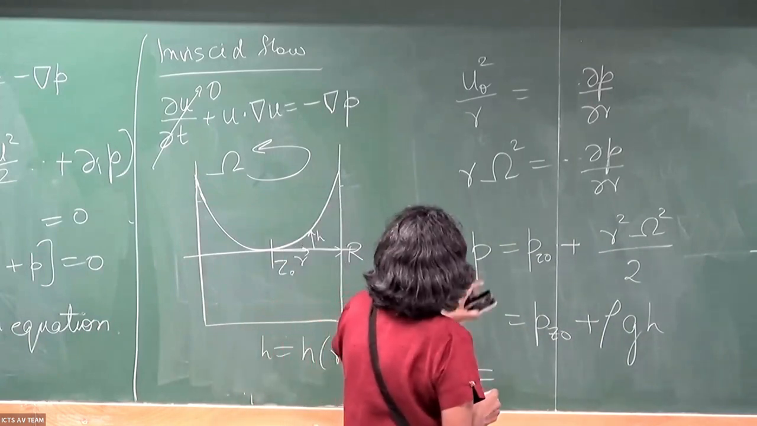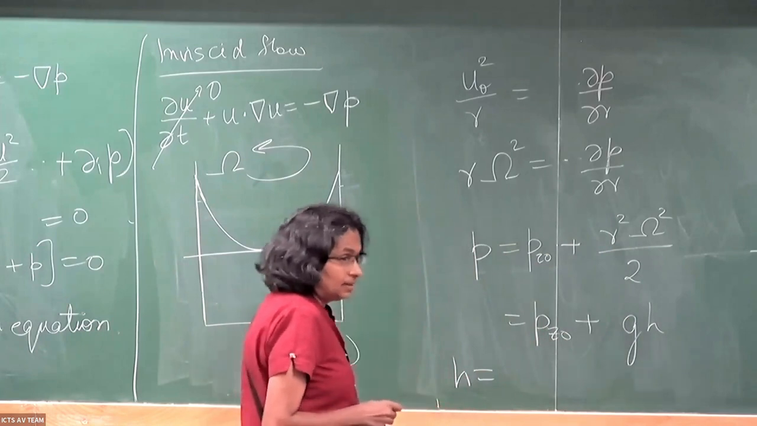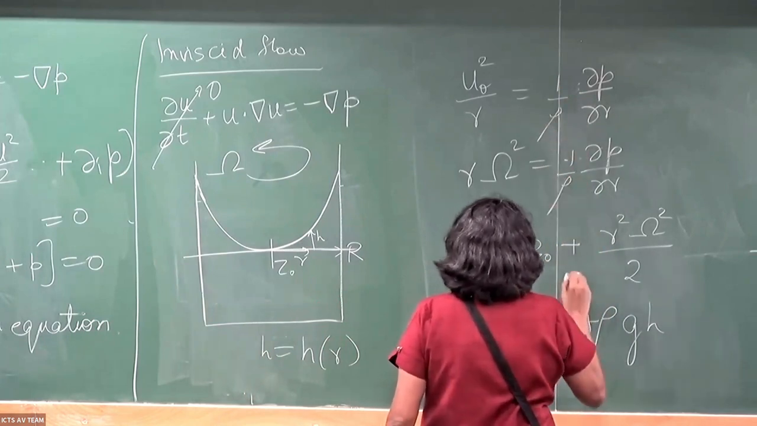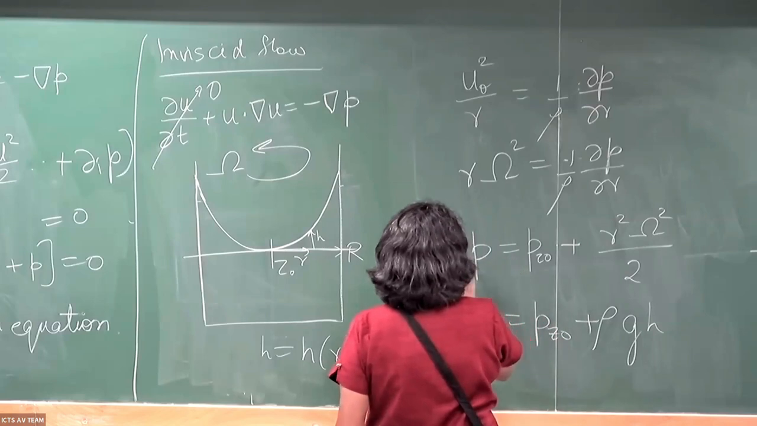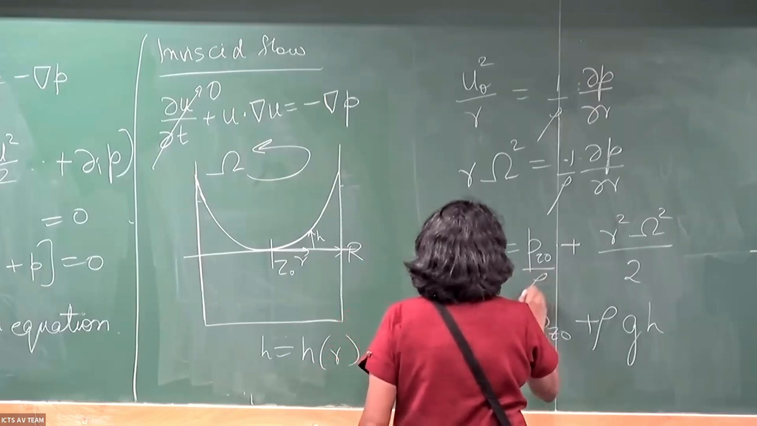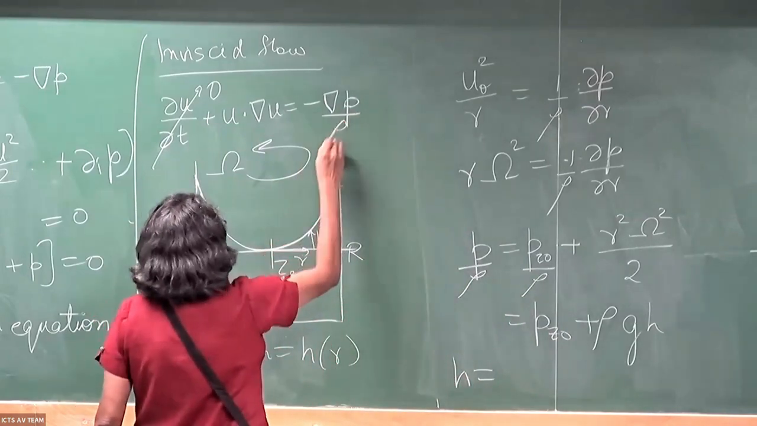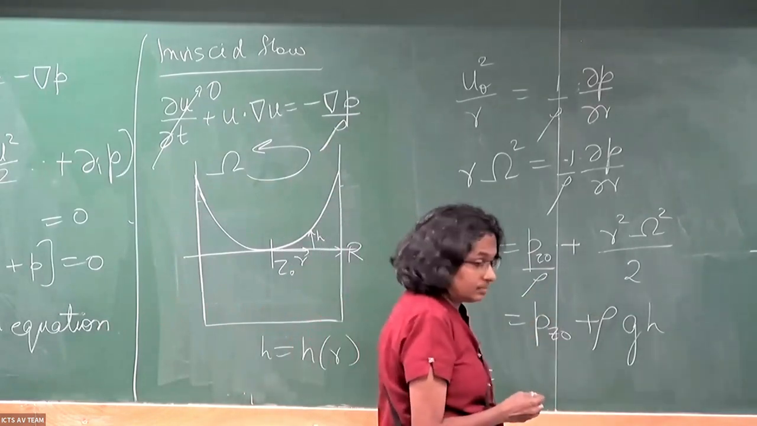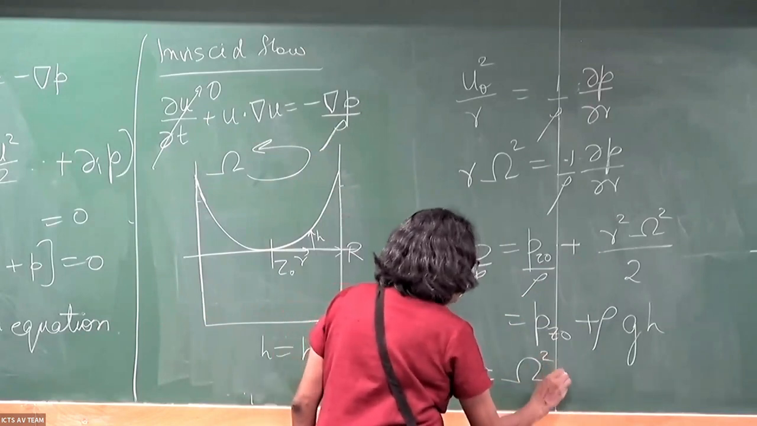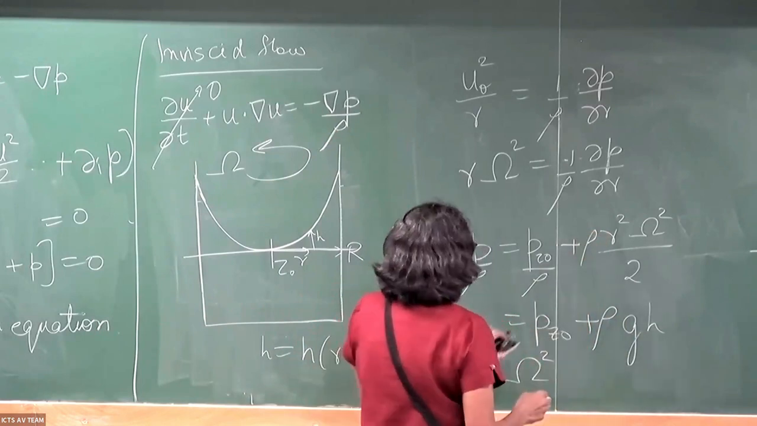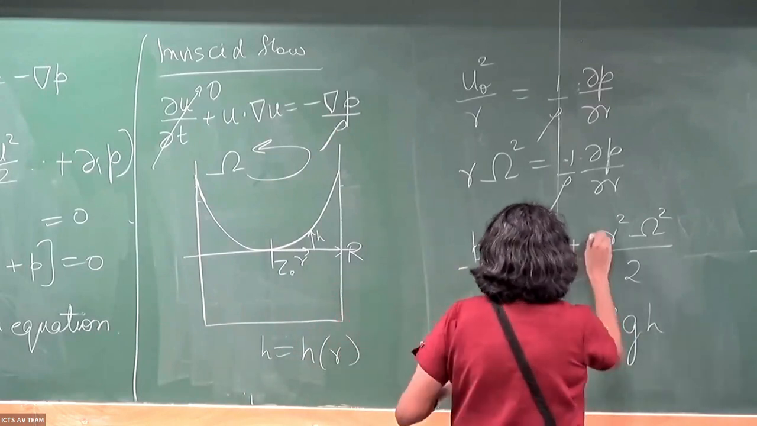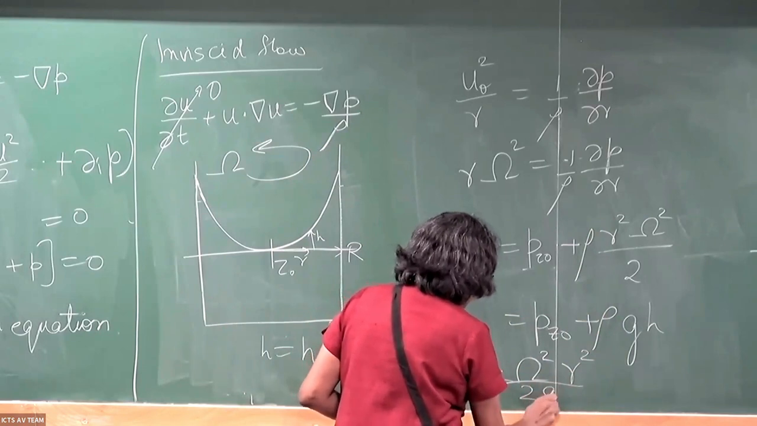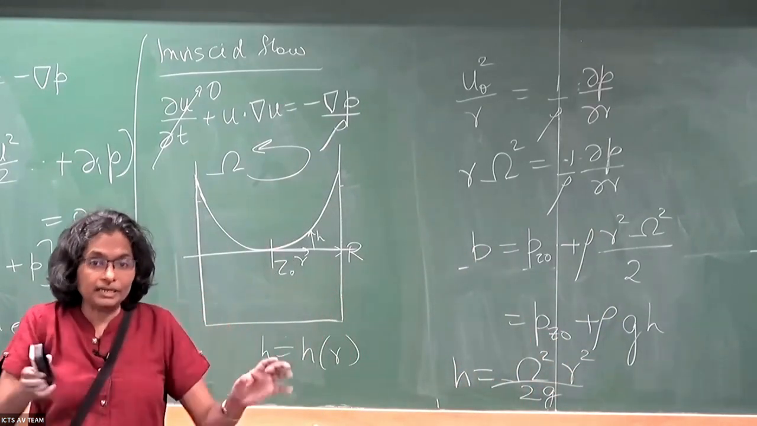Wait. I shouldn't have written the rho because I've non-dimensionalized it. But let me write back the rho everywhere to make it correct. 1 by rho. And this is what? Rho P, right? P by rho, right? Is it correct now? It's correct now. So now we can equate this and this. And I can write H is equal to R square, and there will be a rho here also, right? This is P by rho. So I have to write the rho times that. So I'll get H is equal to R square omega square by 2G. So I get my parabolic shape for H.